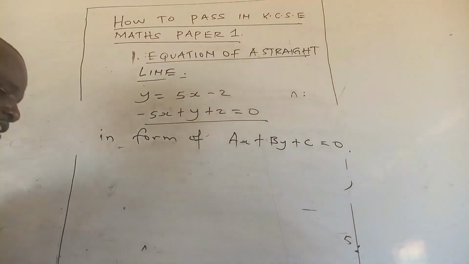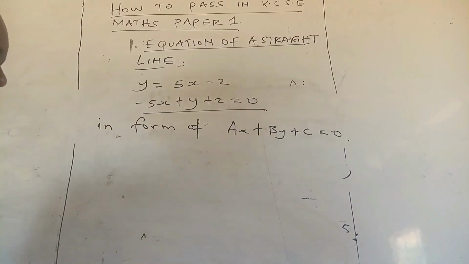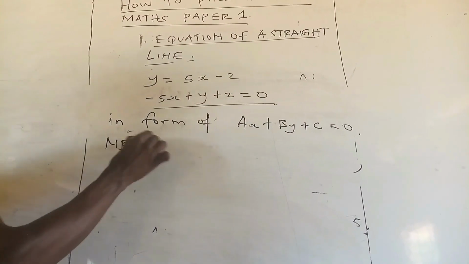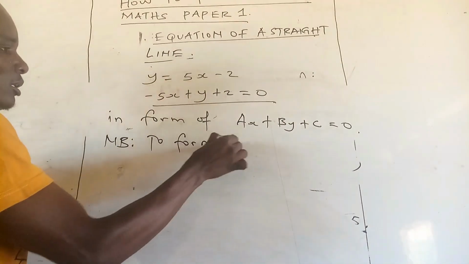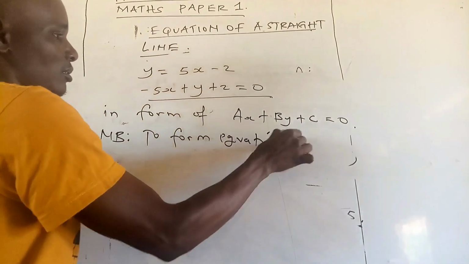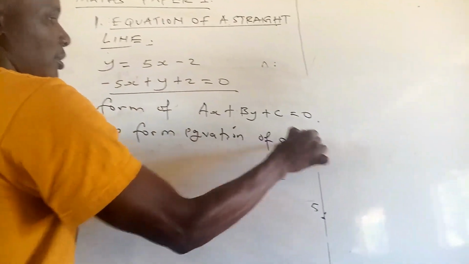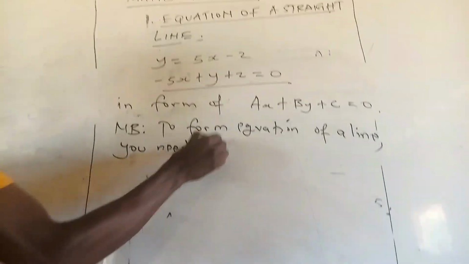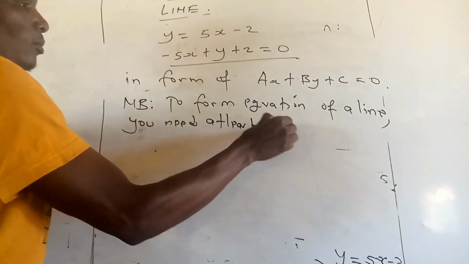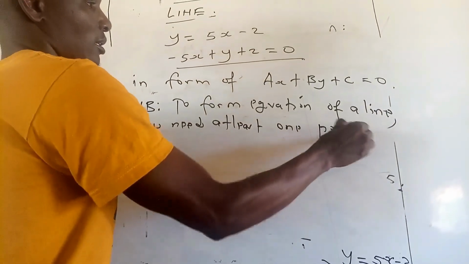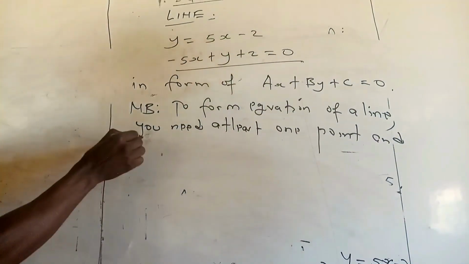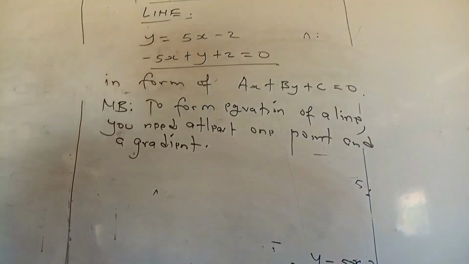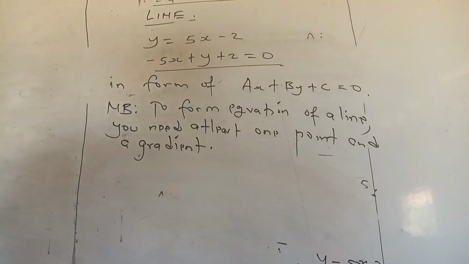What you should note here is that to form an equation of a line, you need at least 1 point and a gradient. NB: to form the equation of a line, you need at least one point and a gradient.